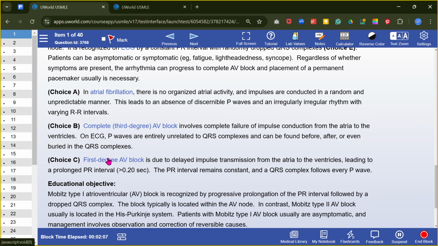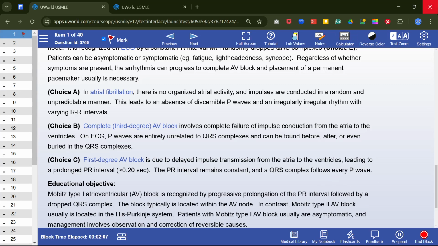And first degree is just PR prolongation. Yes, whenever there is a drop, it is not first degree. Okay, you can share your screen. Heart block is always problematic, I know. Yes, next.